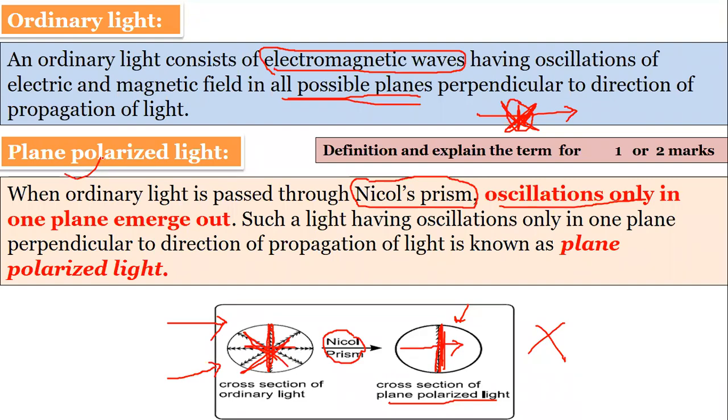Okay. Then you understand ordinary light and plane polarized light. What is the difference? Only the oscillations. Oscillations of what? Electric and magnetic field in all possible directions in case of ordinary light, and in case of plane polarized light, it oscillates in only one plane.